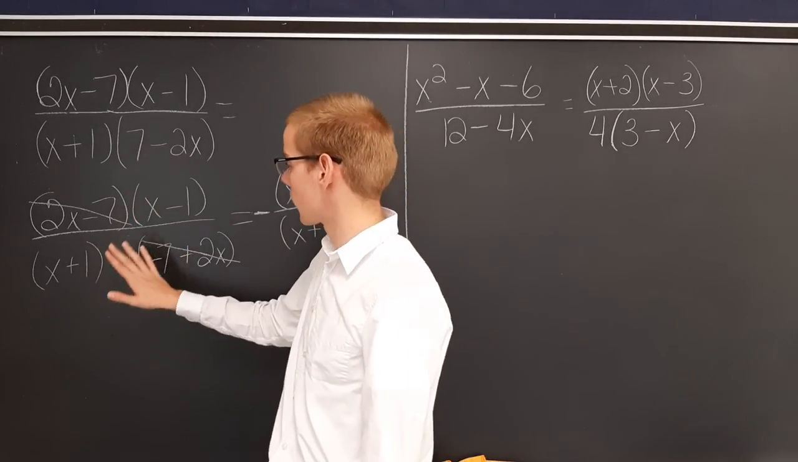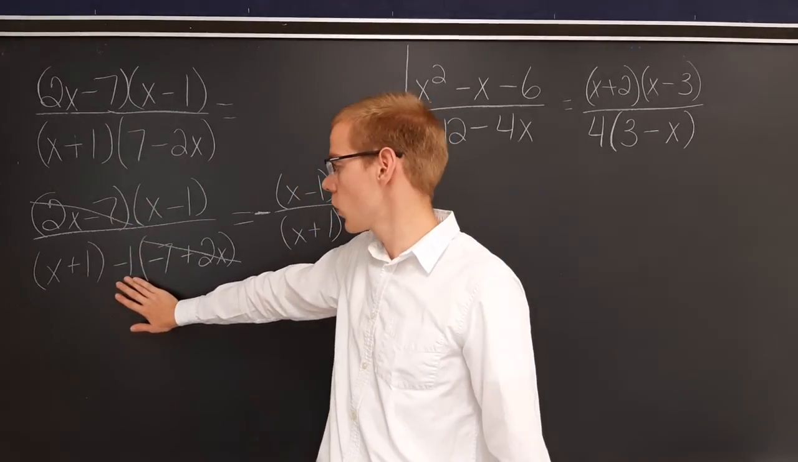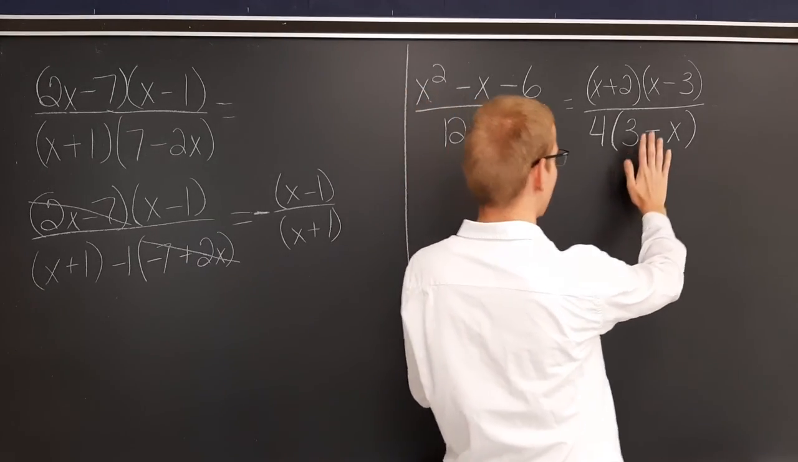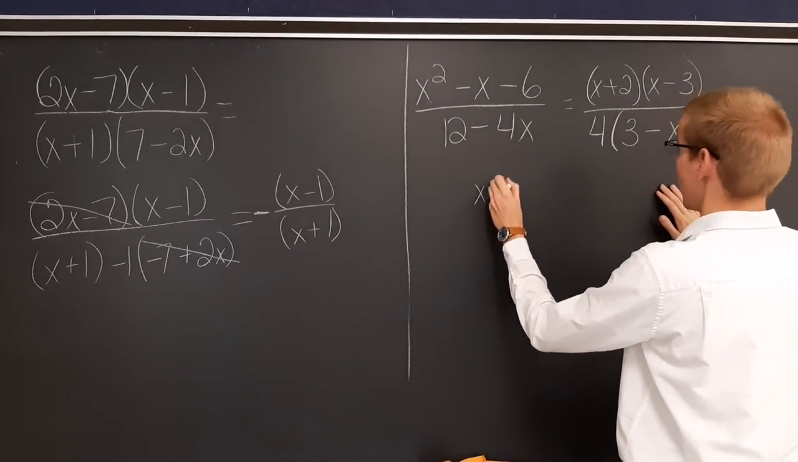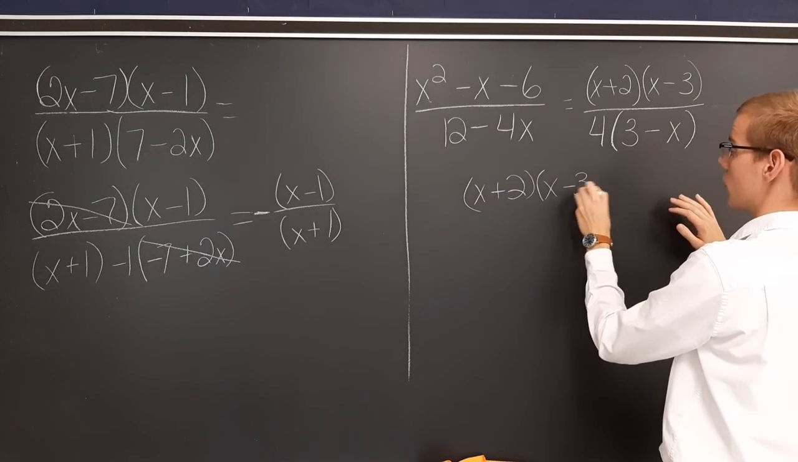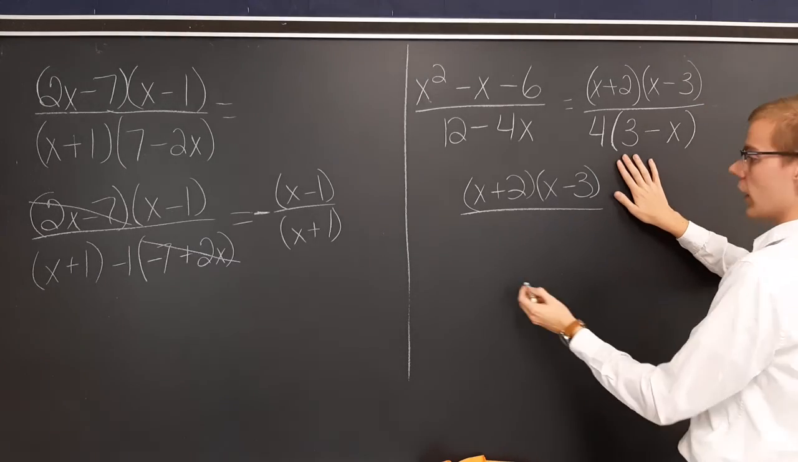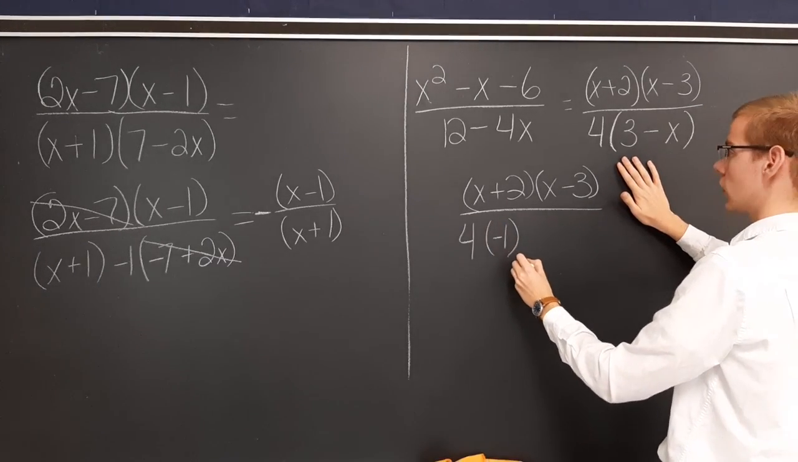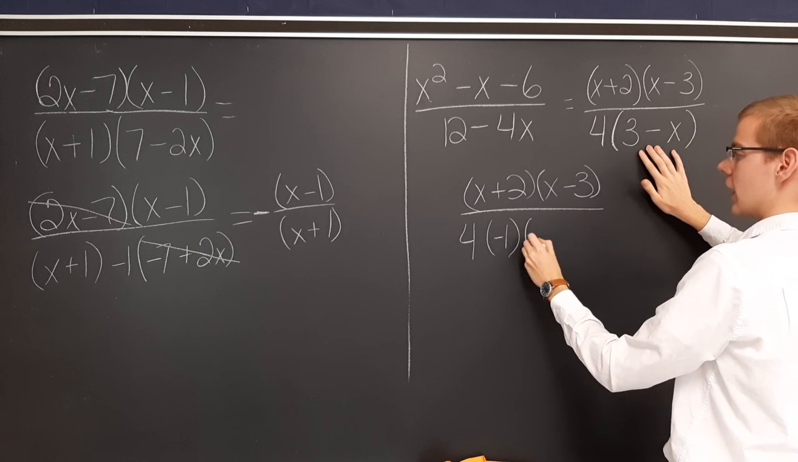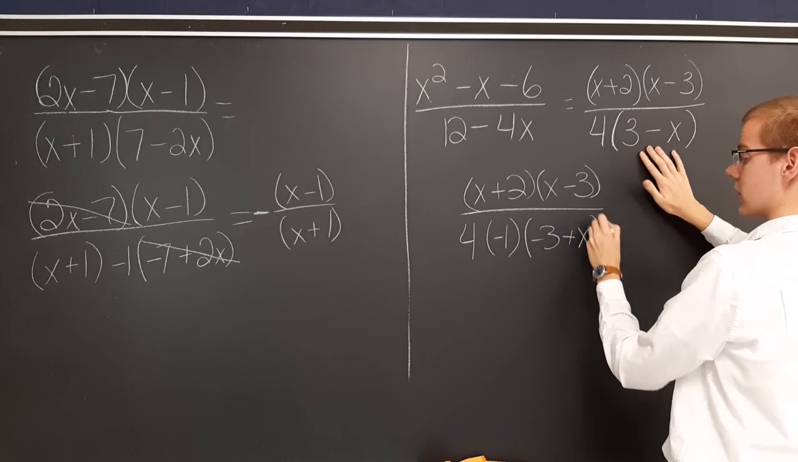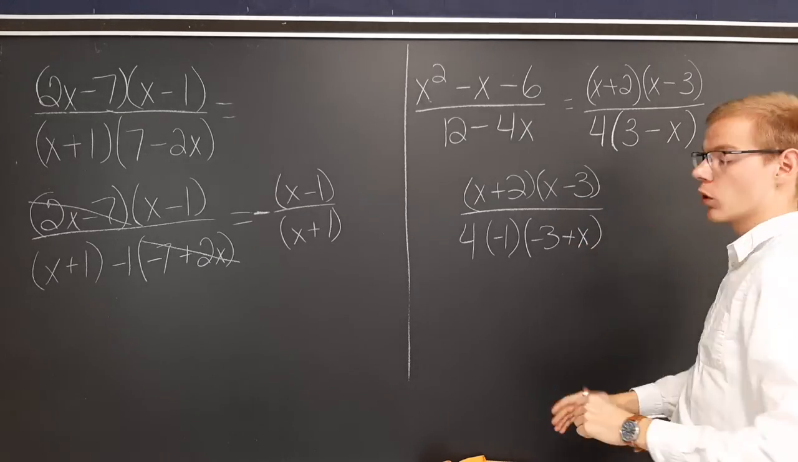Same thing as we did here. Insert a -1 and flip the signs of the bottom one. So let's rewrite the top, x plus 2 and x minus 3, and then here 4, insert a -1 and then flip this. -3 plus x. Now we can simplify.